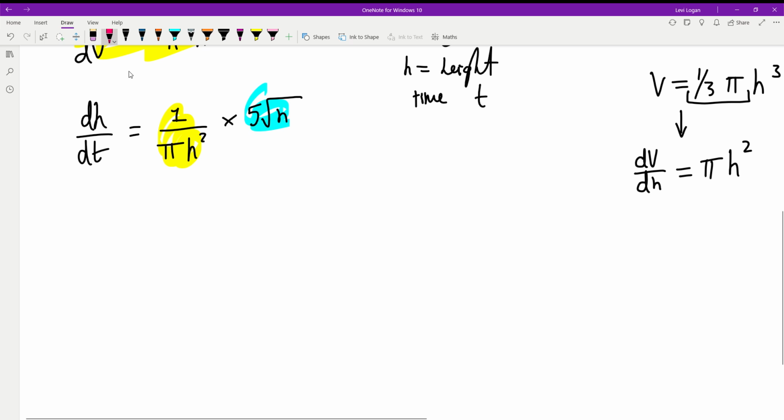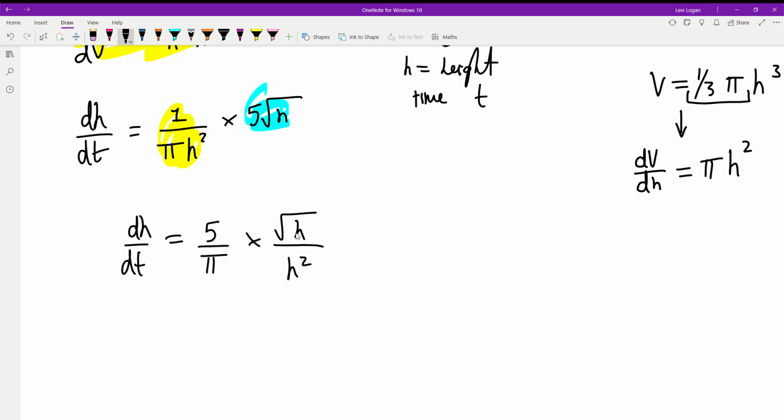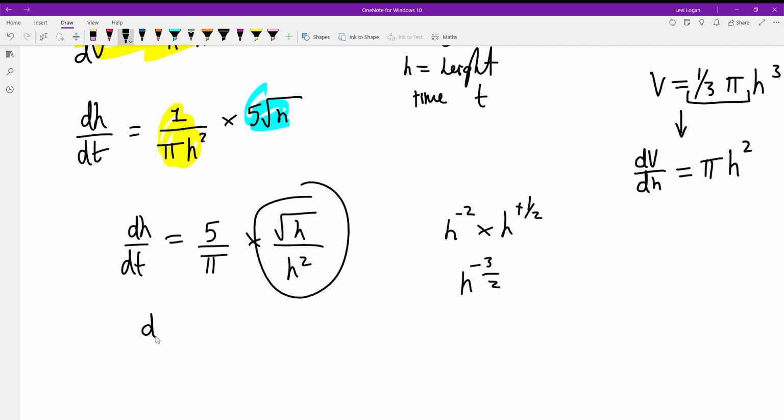Okay. So let's combine this side here. So dh/dt. Then we will have 5 on pi multiplied by the square root of h on h squared. To simplify this, we can rewrite this bit here as h to the power of -2 times h to the power of a half. So that's going to be positive a half, sorry. Timesing them, you just add the indices. So you're going to have h to the -3 on 2. Okay. So you have dh/dt equals 5 on pi multiplied by h to the power of -3 on 2.